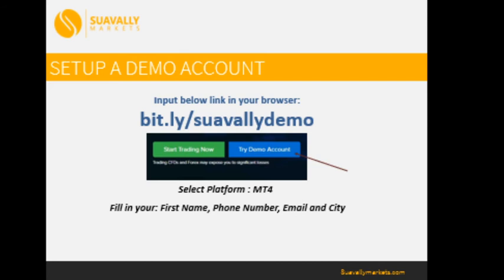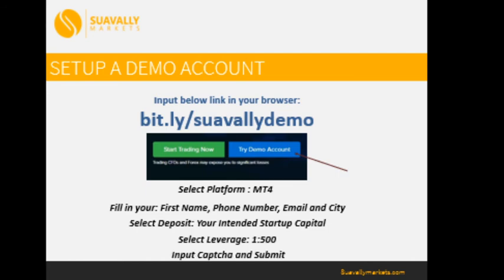So just fill in, select a platform. Fill in your first name, your phone number, email, and city. Then select deposit. You select your intended startup capital. Select the leverage. The leverage should be 1 to 500. It's a good start. Input the captcha and submit.